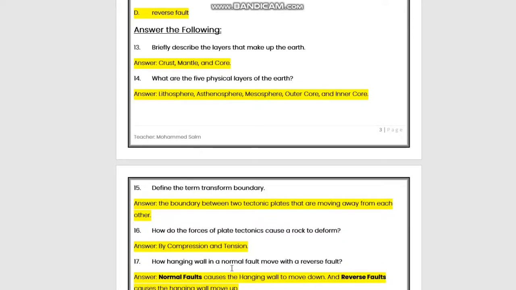Last one is answer the following QAs, question and answering. Briefly describe the layers that make up the earth: crust, mantle, and core. You have to write this one in the exam, that's it. What are the 5 physical layers of the earth? Lithosphere, asthenosphere, mesosphere, outer core, and inner core.